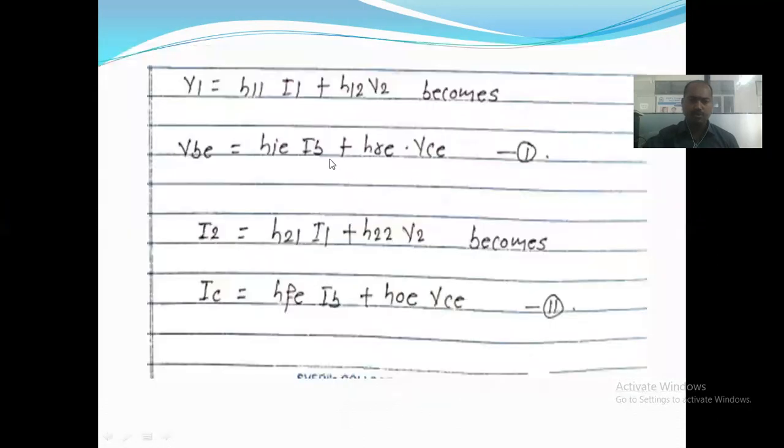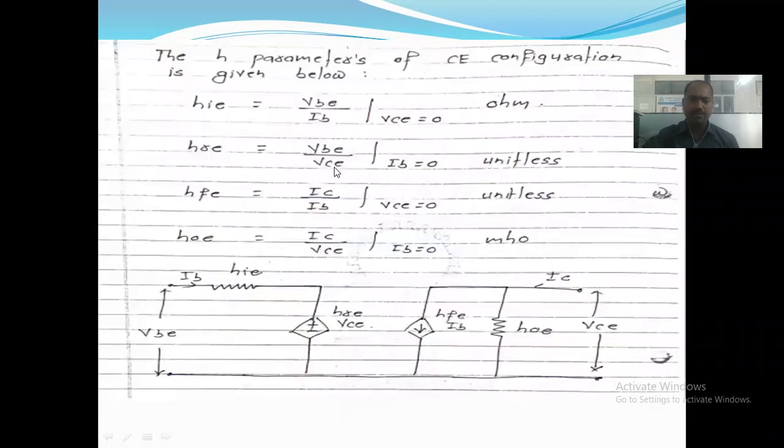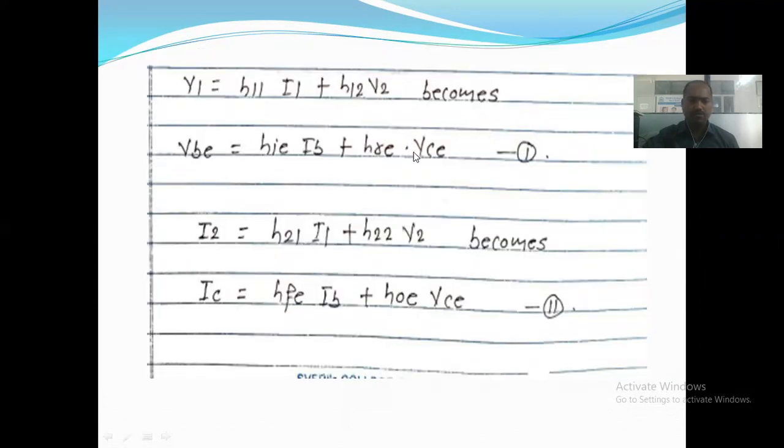Now we have to find out HRE. To find out HRE, we make the other term zero. That's why we take either voltage or current as zero. So making IB equal to 0 indicates that the whole term is 0. So HRE equals VB divided by VC, with IB equal to 0. V by V, both are voltages, so it has no unit, it is unitless. Now this is related to equation number 1.